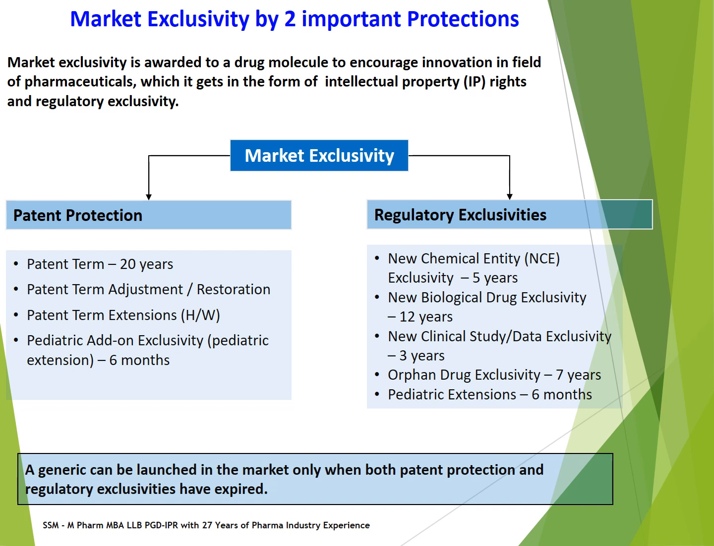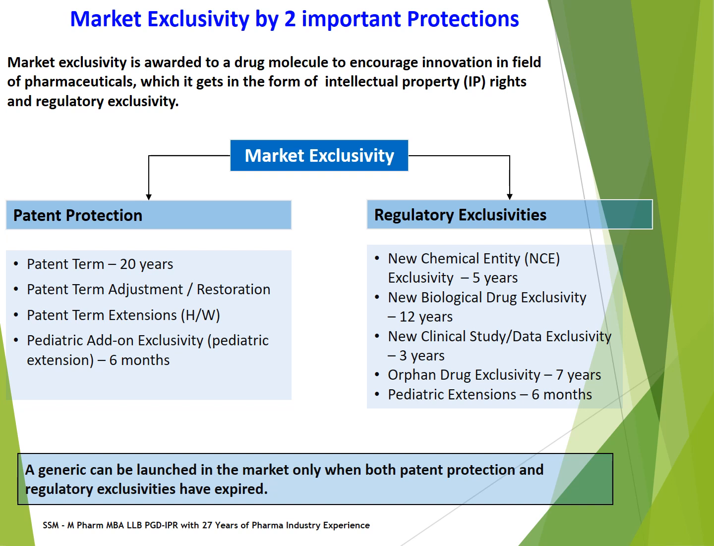And this 20-year term can be adjusted or restored if there is a delay in grant of patent by the patent office. And this 20-year term may be extended in the form of Hatch-Waxman extension if there is a delay in grant of regulatory approval by US FDA. So patent term adjustment and restoration can be maximum up to 5 years, and patent term extension or Hatch-Waxman extension can be for 5 years maximum.